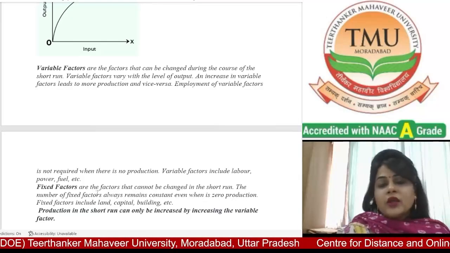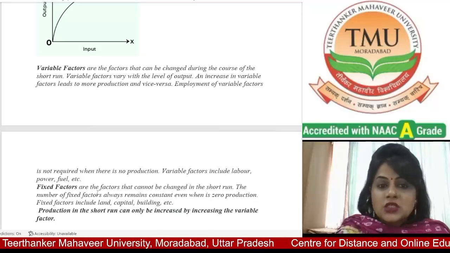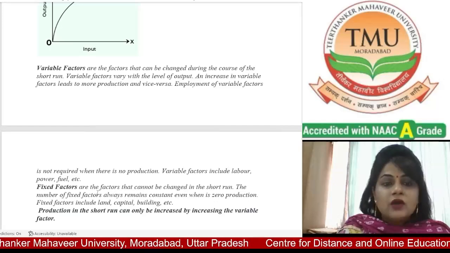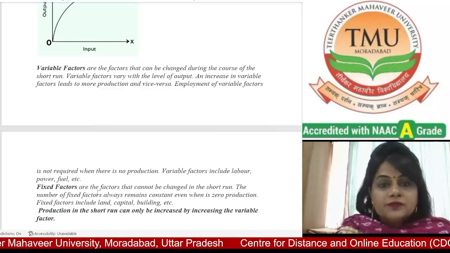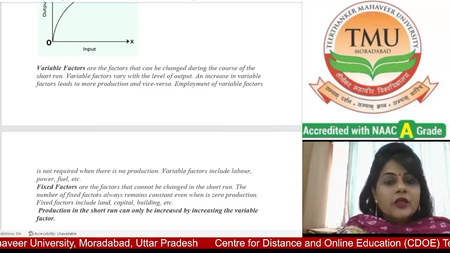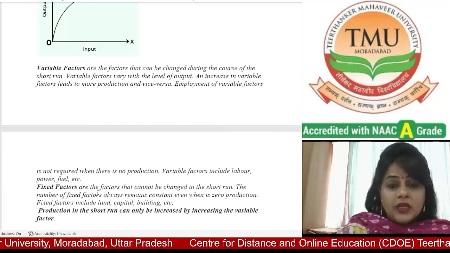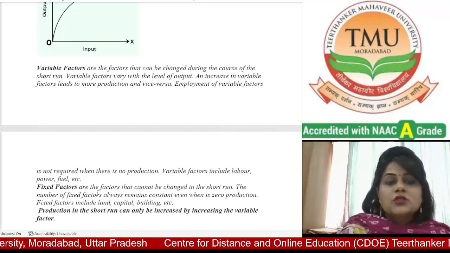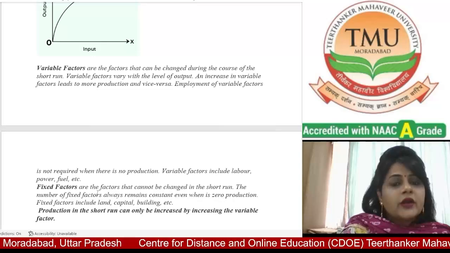It means variable factors are those factor inputs which change with output in the short run. Raw material, labor, fuel, power, etc. are examples of variable factors. If a firm wants to expand output in the short run, then it can employ more laborers, purchase more raw materials, and use more power. Similarly, if it wants to contract output, then it can contract these inputs.